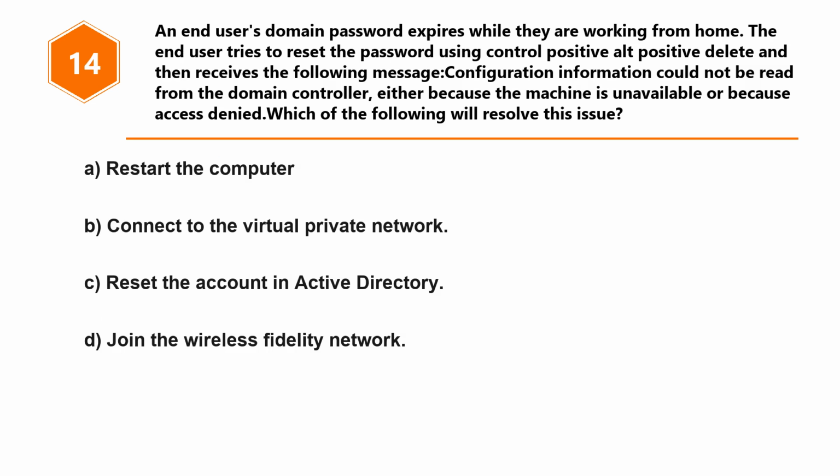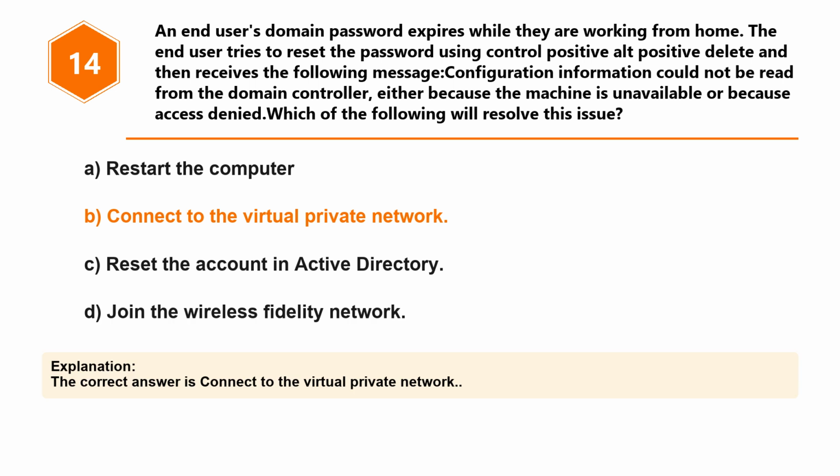Question 14. An end user's domain password expires while they are working from home. The end user tries to reset the password using Ctrl+Alt+Delete and then receives the following message: configuration information could not be read from the domain controller, either because the machine is unavailable or because access denied. Which of the following will resolve this issue? Option A, restart the computer. Option B, connect to the virtual private network. Option C, reset the account in Active Directory. Option D, join the wireless fidelity network. The correct answer is option B, connect to the virtual private network.